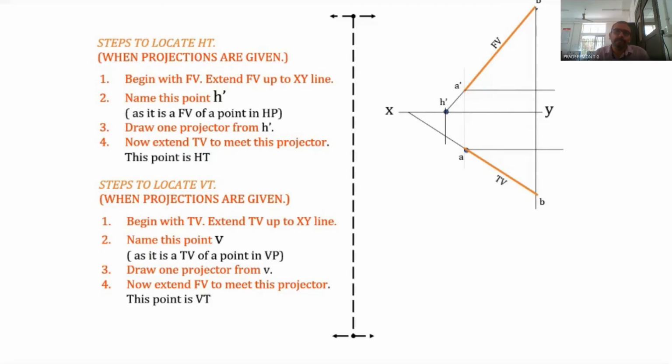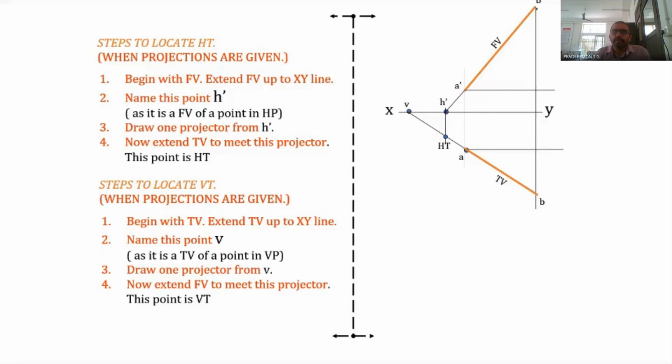So in order to find out the VT, we need V. Now this point of intersection of the projector line with the extension line is known as the HT. So this point is marked as HT. Now the point of intersection of this extension line of the top view with the XY line is marked as V.